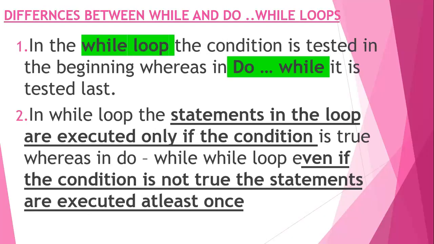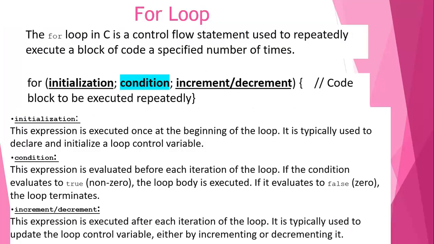Okay, so that is it. We will demonstrate it practically. And then we have the differences here. These are things that you can get to know from any platform. In the while loop, the condition is tested first at the beginning, and in do while we test the condition last. Then again, in a while loop, the statements in the loop are executed only if the condition is true. That is very true because the condition comes first. On the other hand, in do while, even if the condition is not true, the statements will execute at least one time.